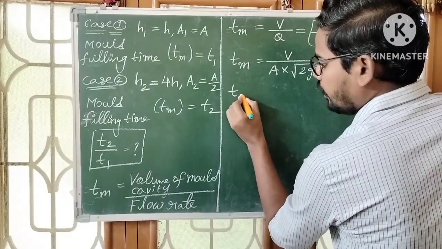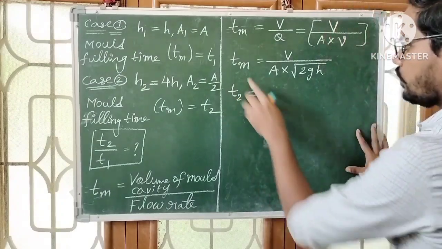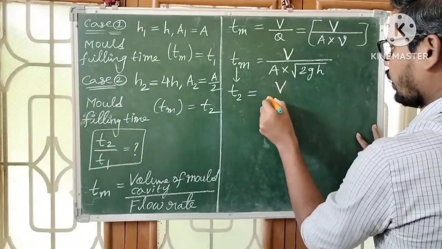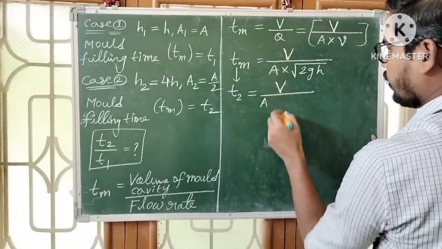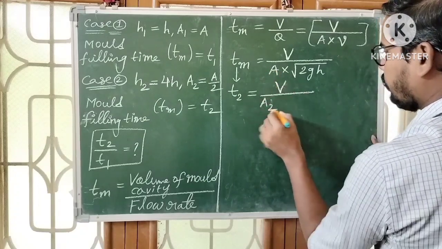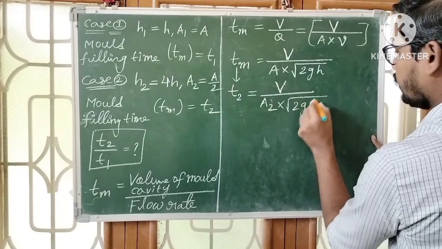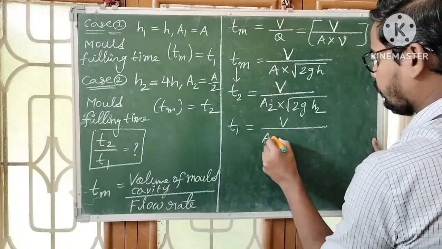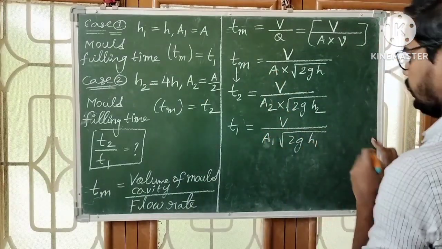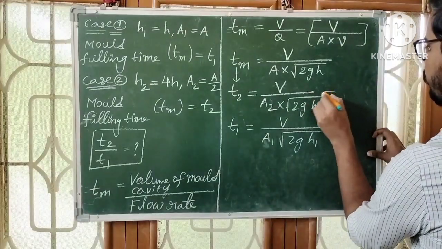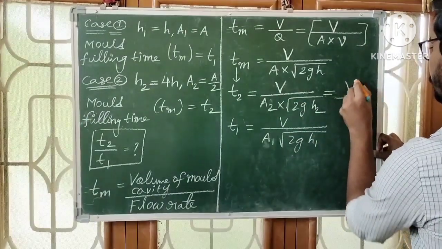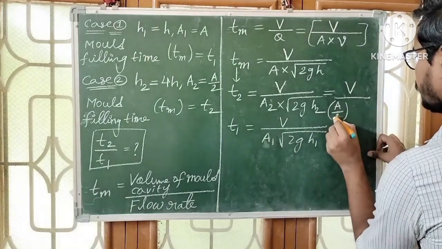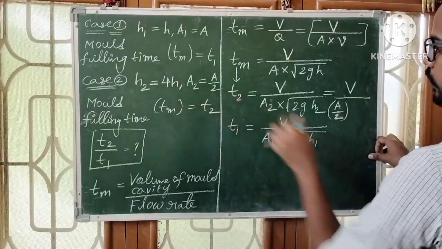Now let us find T2. Using this formula, T2 is equal to V, the volume of mould cavity, which is constant, by A2 into root over 2gh2. Now T1 is equal to V by A1 into root over 2gh1. Now replace the corresponding values. A2 is equal to A by 2, because the cross sectional area is halved.